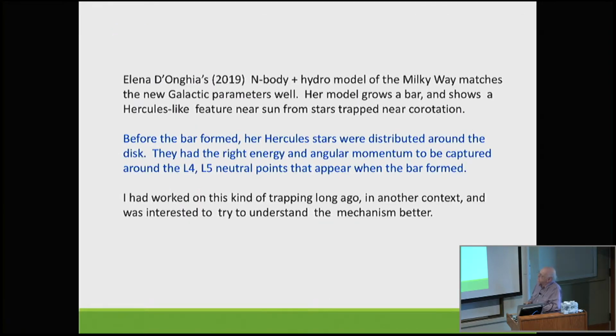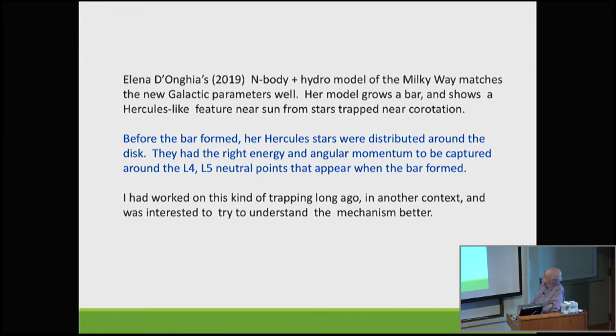So this is something I'm quite interested in. I worked on this kind of trapping a long time ago in a different context. I was interested to try and understand how bar trapping works, and it turns out to be quite a spectacular thing. Elena Dongia, who I think you all know, has made N-body and hydro models of the Milky Way assembling itself, matching quite nicely to the galactic parameters. And her model grows a bar, and it also shows this sort of Hercules-like feature from stars trapped near co-rotation, but they got enough energy to come out near the sun.